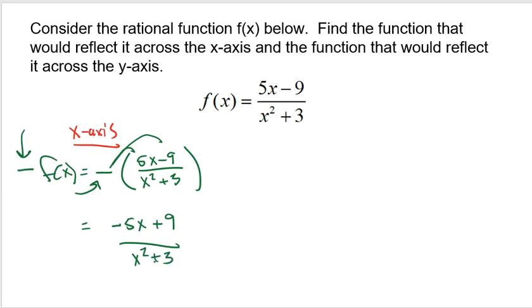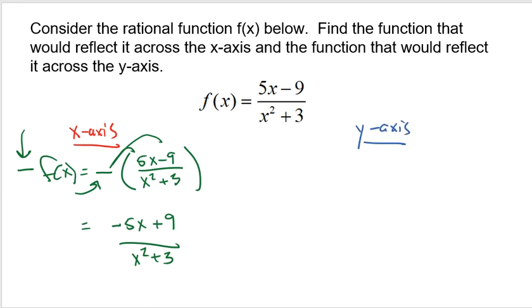You can only put that negative either on top or on the bottom. You can't put it on both. So most of the time I recommend putting it in the numerator. So again, that's it. You just put a negative out front, and then you put it through the function. Easy. All right. Now let's reflect across the y-axis.